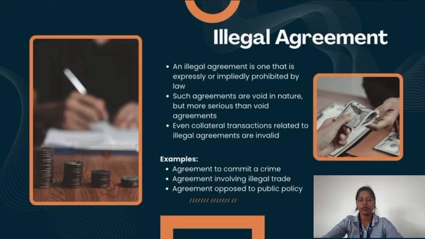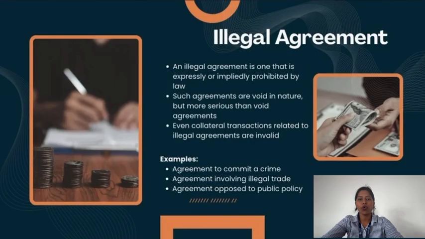I'm Sinchana. Now I'm going to explain the topic illegal agreement, which is an important part of void, voidable, and illegal agreements under the Indian Contract Act. An illegal agreement is an agreement in which the object or purpose is against the law. In simple words, if two or more people agree to do something that is not allowed by law, such an agreement is called an illegal agreement.